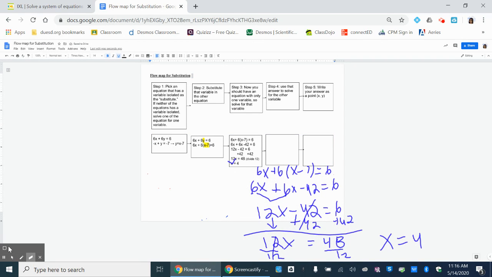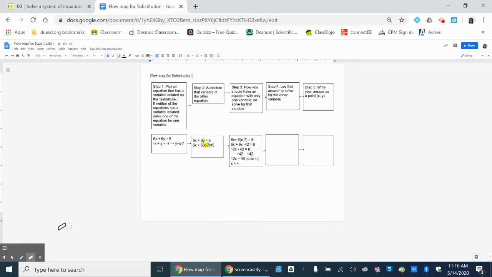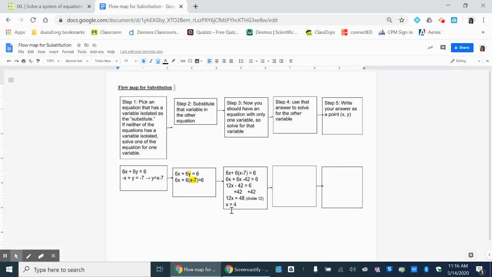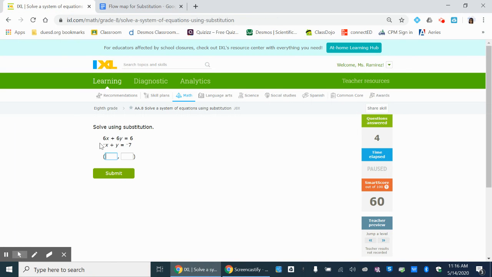So I'm going to go ahead and erase all that. So now, that's step 4. Use that answer, this x equals 4, to solve for the other variable. So now since I know that x is 4, I'm going to go ahead and plug it into the original equations. The original equations were these two.